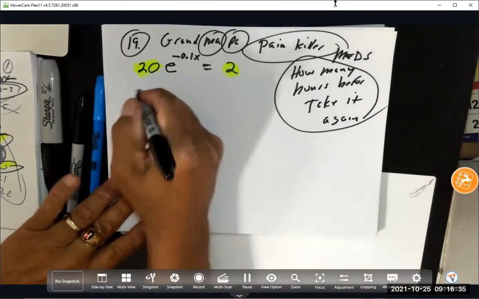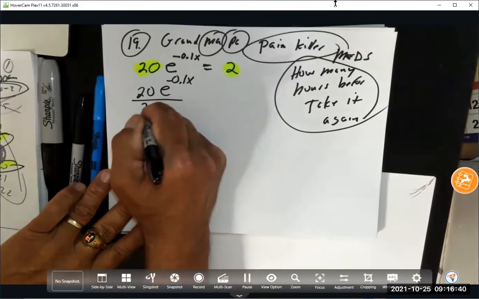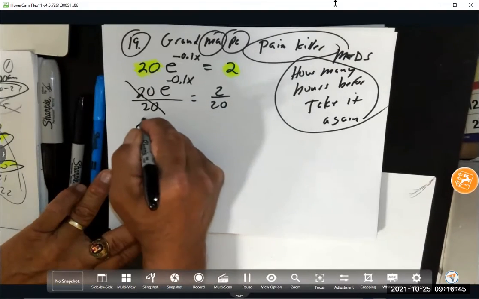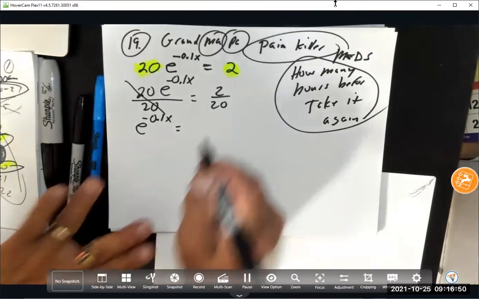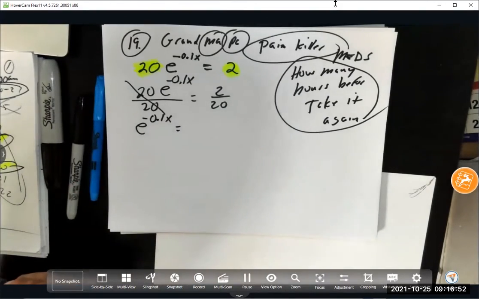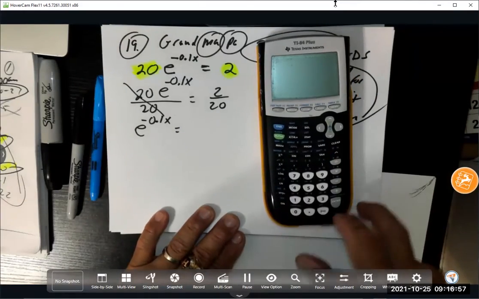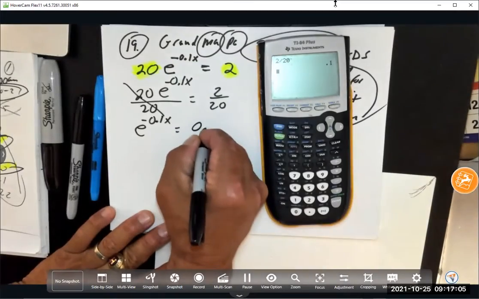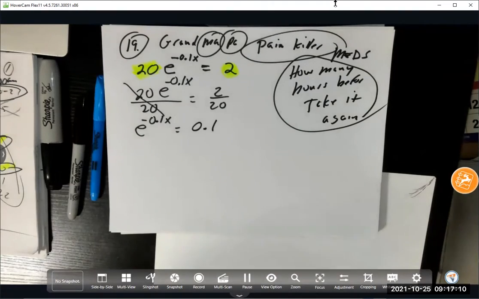Okay, divide 20 on both sides. Negative 0.1x. Divide this by 20 and divide this by 20. Okay, so these are gone. So e to the negative 0.1x equals, calculator, 2 divided by 20. What's 2 divided by 20? Do it in the calculator. Don't do it in your head. Hold on. 2 divided by 20. What did you get? 0.1. Okay. Everybody okay with 0.1? Yes or no? Yeah. Do it in the calculator.